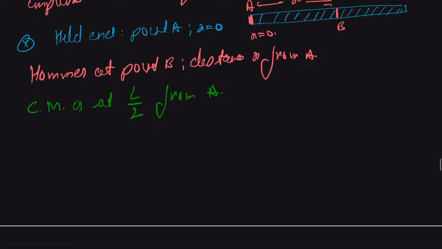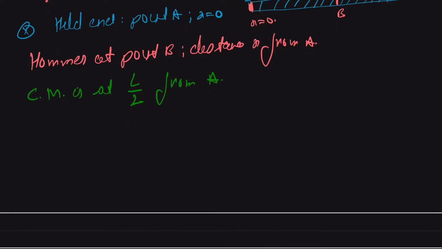So it means we can find out the moment of inertia about this point A, because we already know the moment of inertia about the center of mass, and then we can use the parallel axis theorem to find out the moment of inertia about point A. So we can say that the moment of inertia about A, let us call this IA, will be equal to the moment of inertia about the center of mass plus the mass of the rod and the distance between the two whole square.